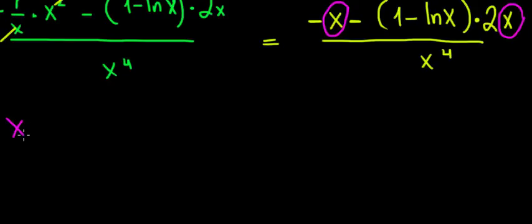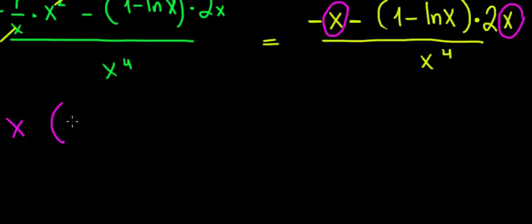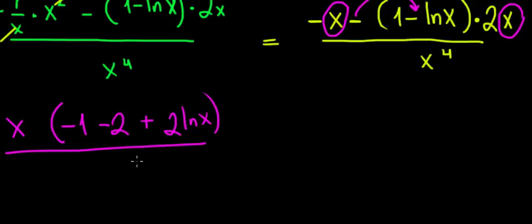So that would mean if we take x in front of the bracket, we would be left with minus 1 from the first term, minus, and then 1 times 2, that's minus 2, and minus with the minus makes it into a plus. So plus 2 ln x, 2 times ln x, divided by x to the power of 4. And that's our second order derivative.